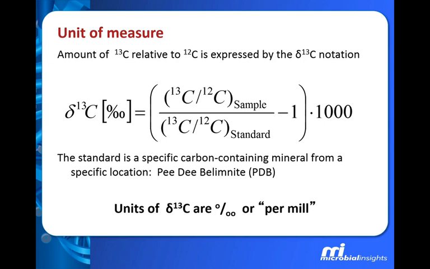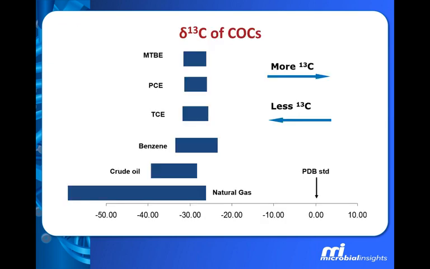I want to make sure that we all understand how we talk about the C13-C12 ratio in an organic compound. We do that in terms of the del 13C notation. Basically, it's a calculation based on the C13-C12 ratio in a sample compared to that of a standard, the standard being PD belemnite, and it's calculated by the equation that you see here.